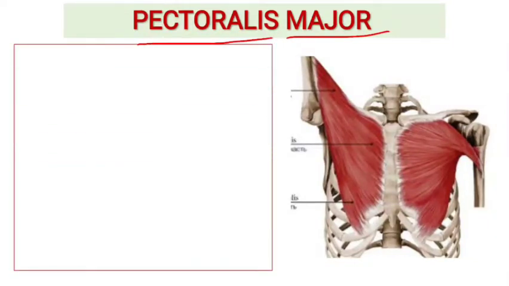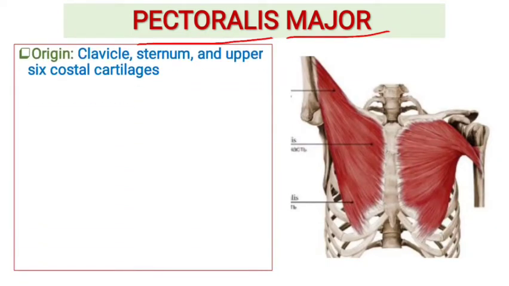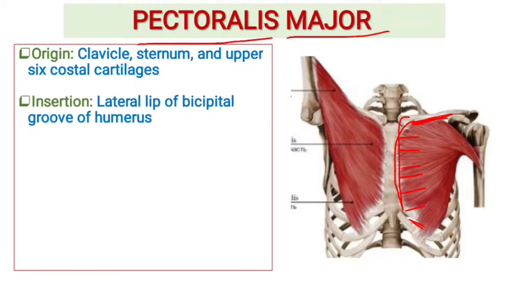So now let's talk about specifically what your pectoralis major muscle is all about. You have its origin here, which is the clavicle. It's originating or starting from your clavicle, from your sternum, and the upper 6 costal cartilages. When you say costal cartilages, these are the cartilages from your sternum connecting it to your ribs. So you have the upper 6 ones. Again, it's from your clavicle, your sternum, and your upper 6 costal cartilages, and it inserts within the lateral lip of the bicipital groove of the humerus.